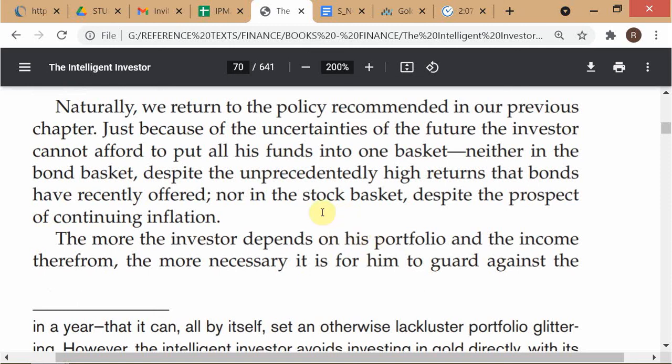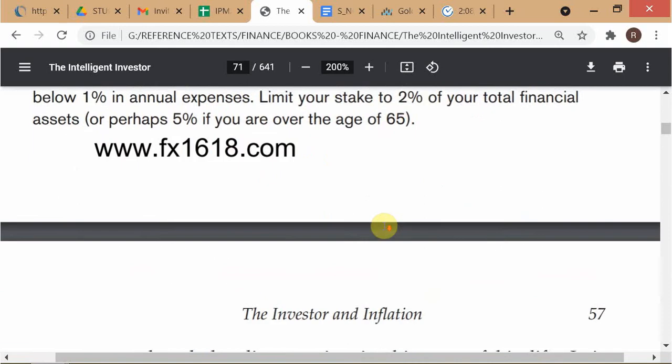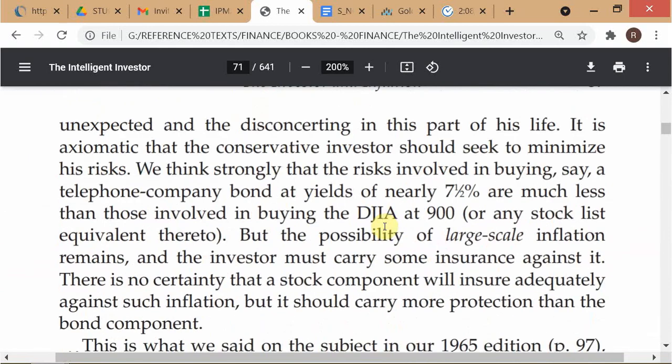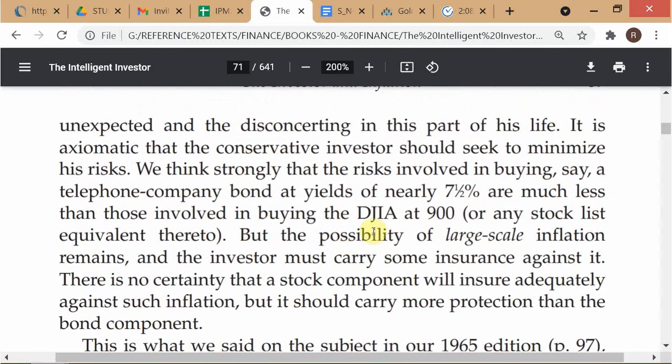Okay. So the conclusion is basically that he's saying you can't really go whole hog into stocks or whole hog into bonds. You have to have some kind of balance. What he's saying is, if you're getting 7.5% YTM on telephone company bond deals, so telephone company here, he's talking about utilities.